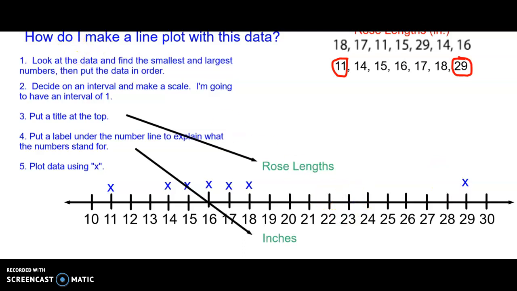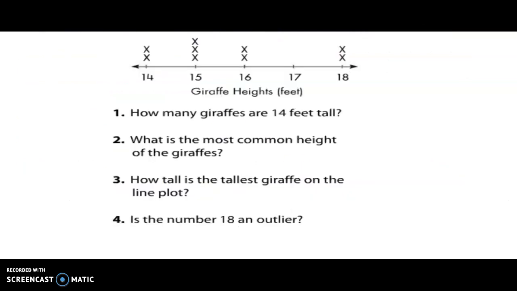Okay, let's look at some questions to go along with line plots, because I'm going to kind of go back and forth between making them and making sure that you know how to analyze them. So here I have a line plot that has a label of giraffe heights in feet. And then we have some information plotted. If we look at this number line here, the interval is 1 because it's jumping one number as it goes.